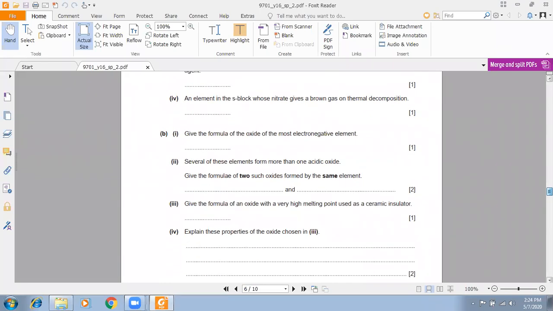Several of these elements form more than one acidic oxide.